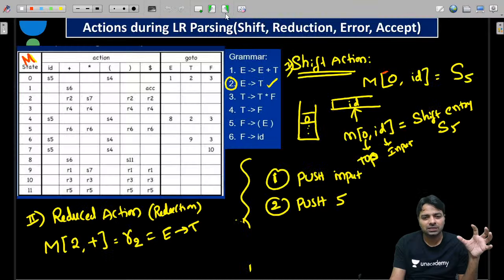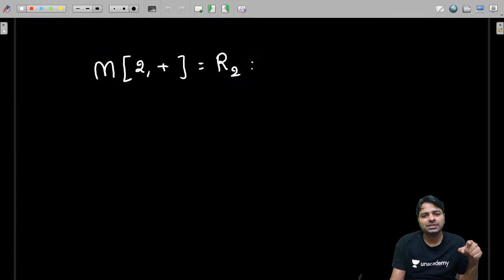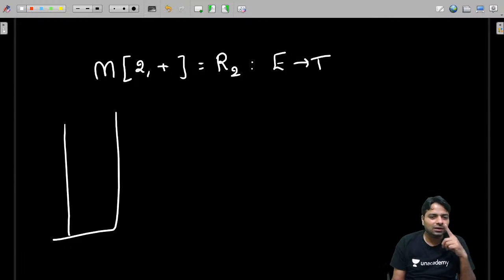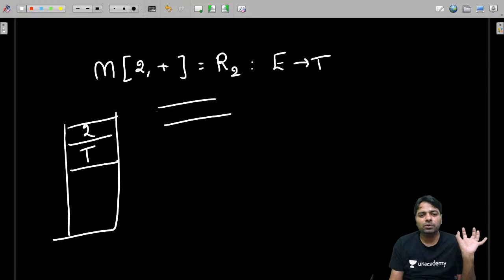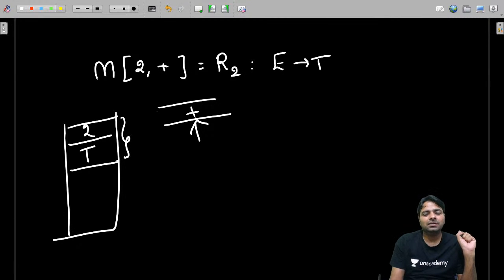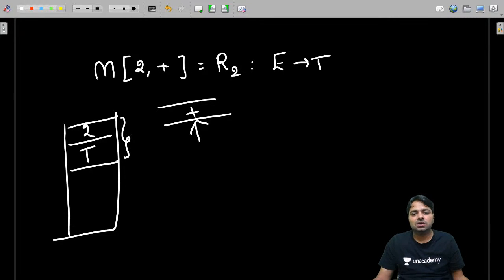And maybe this one is E derives T. So what is the meaning of that? On the stack, you have T somehow, and above T you have a 2. And then on input, you are pointing to plus. So what you get here is, you need to perform reduce. So this T needs to be completely deleted. We need to replace it with LHS. So the first operation is pop RHS.